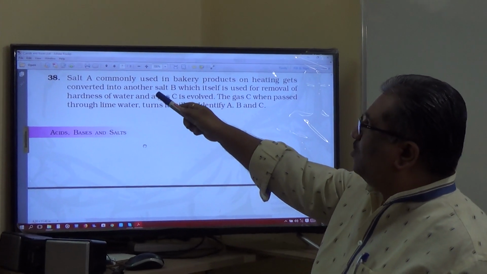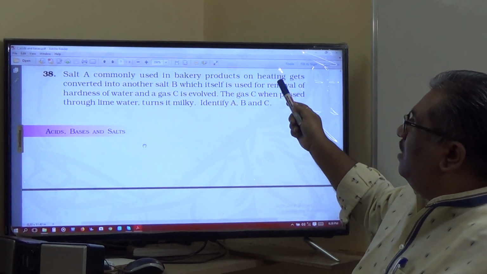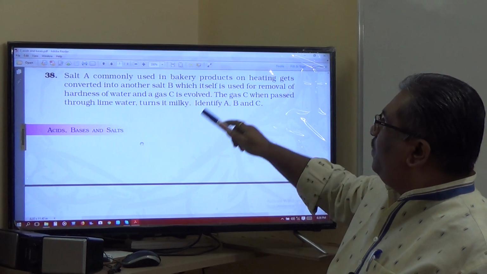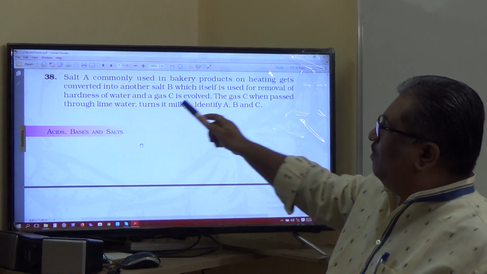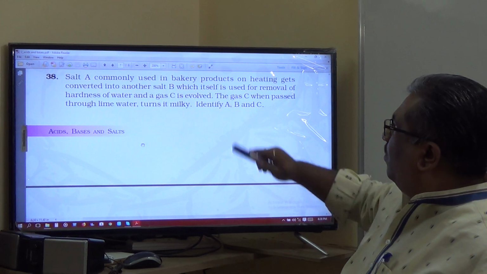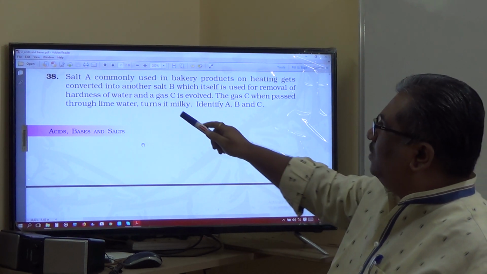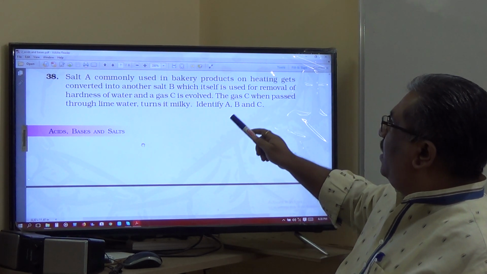A salt A is commonly used in bakery products. On heating, it gets converted into another salt B, which itself is used for removal of hardness of water, and gas C is evolved. The gas C, when passed through the lime water, turns it milky. Identify A, B, C.